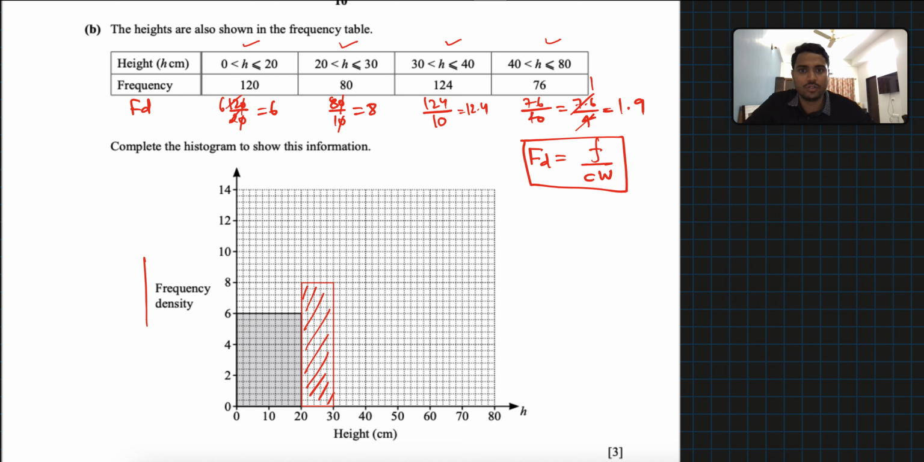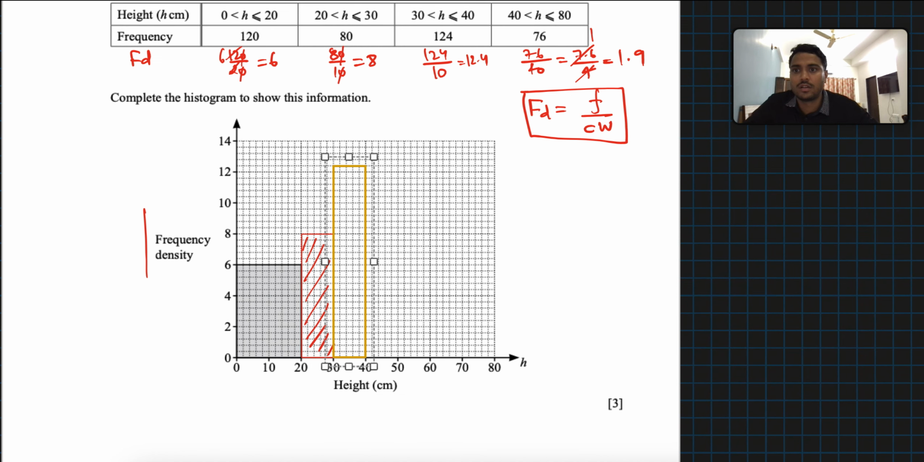For 30 to 40, it is 12.4. See, this is 12, 12.4, 12.8, 13.2, 13.6, and 14. So 1 unit is actually 4 units. 30 to 40, 12.4 is going to be here, and this is going to be your 30 to 40 marking. And then we just shade it to make it visible.